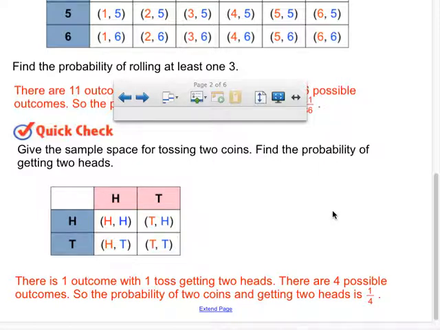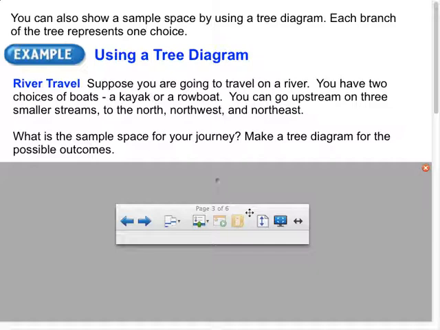Okay? So look at the next page. Now this is another way to represent a sample space, and this might make more sense, and this is why they had you do that in the factor tree. It's not that we're going to make factor trees, it's just the structure is very similar. So look at this. You can also show a sample space by using a tree diagram.